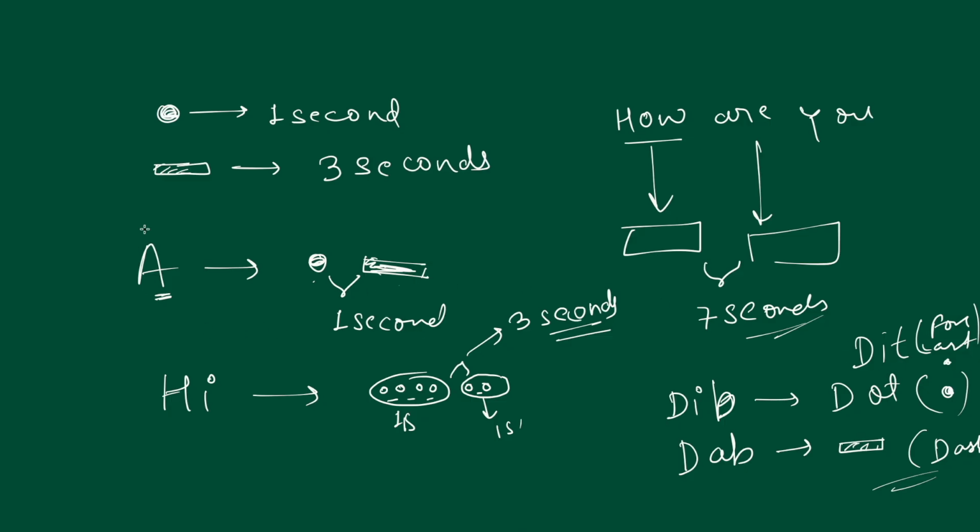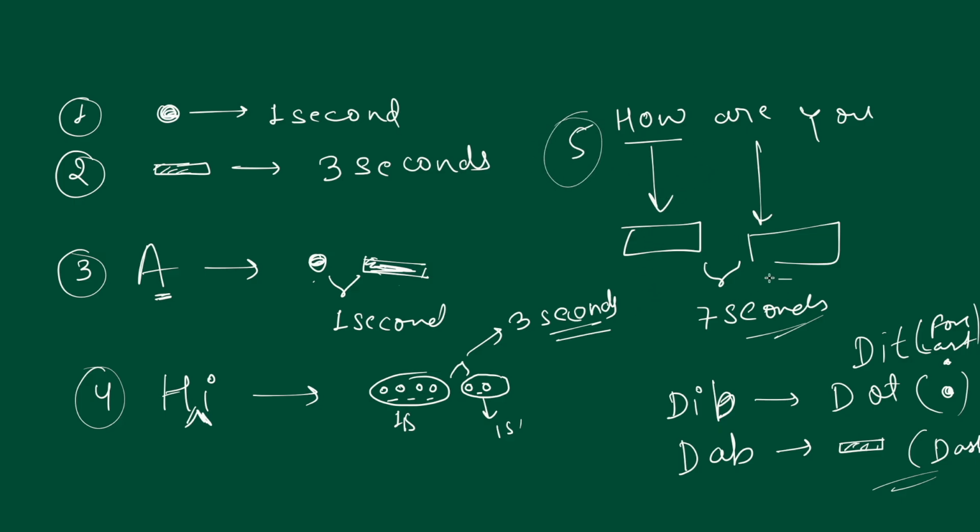So we showed the first rule, where a dot is 1 second, a dash is 3 seconds, and the gap between dashes or dots, dots and dots, dash and dash in the same letter would be 1 second. The gap between the Morse code of 2 letters would be 3 seconds. And the fifth rule is that the gap between 2 words would be 7 seconds.